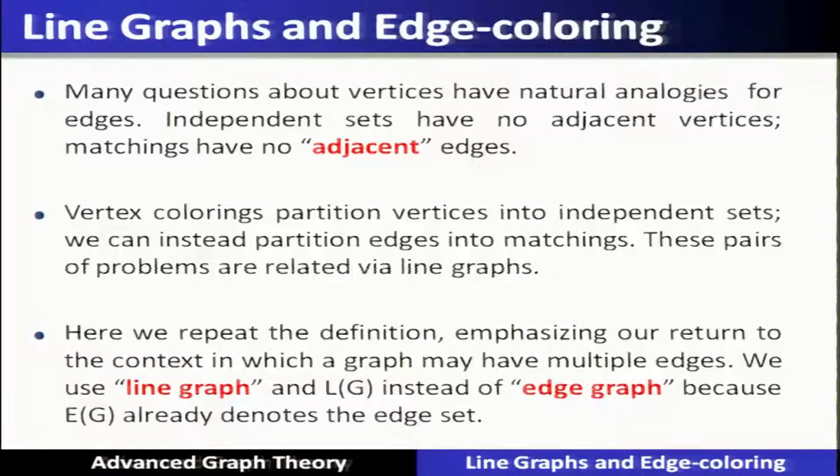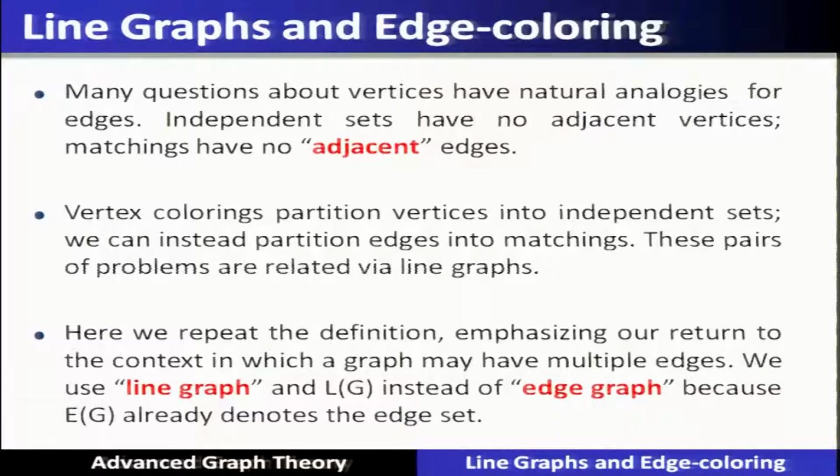Many questions about vertices have analogies for edges. Independent sets have no adjacent vertices, and matchings have no adjacent edges. So, analogs with vertices and the corresponding problems on edges are also there with a different name. If no vertices are adjacent, we call it an independent set; for a matching, no edges are adjacent.